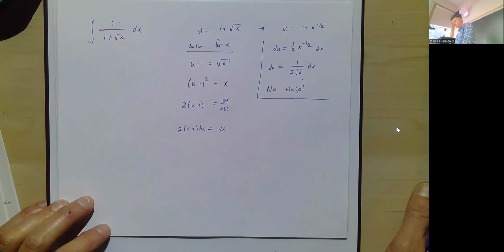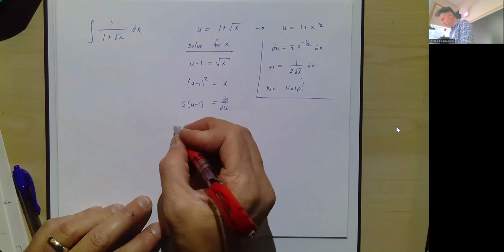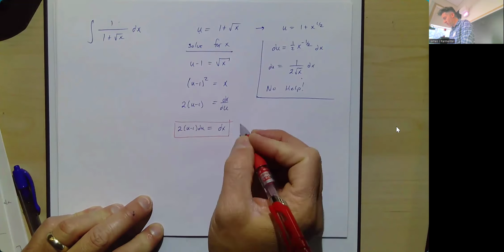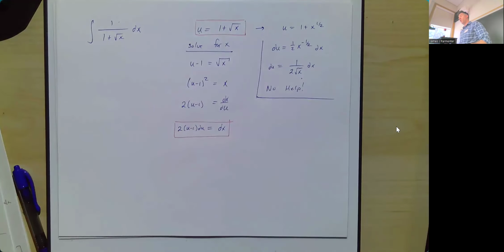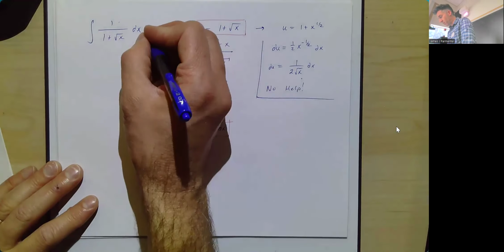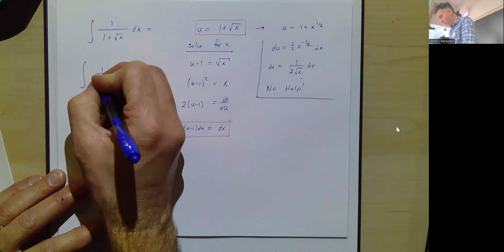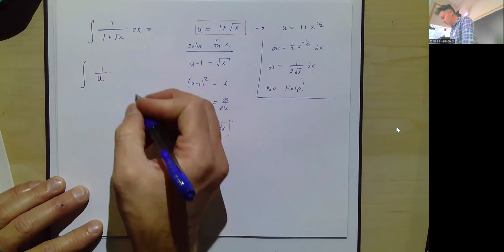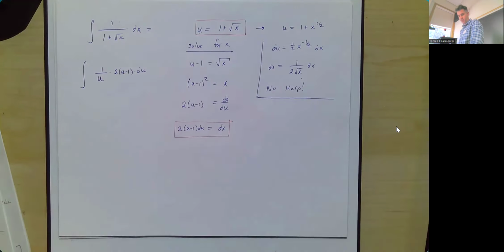And look, now we have the things we need. We know what dx is equal to, and we know that the denominator, 1 plus root x, is equal to u. So we can totally rewrite this integral in terms of the letter u instead of the letter x. We're going to write this as the integral of 1 over u times 2 times u minus 1 du.